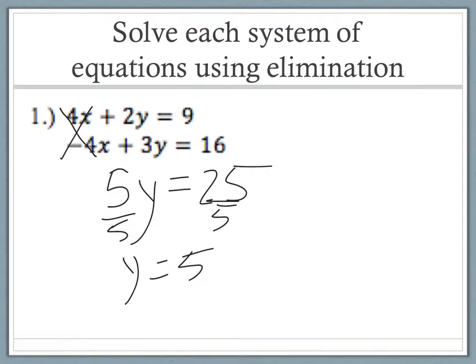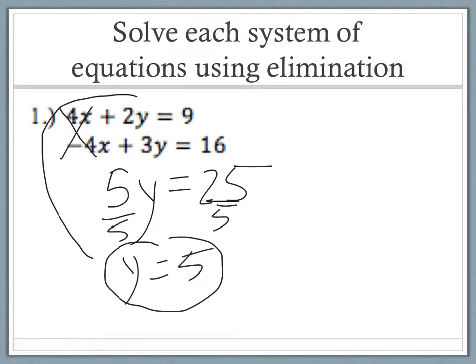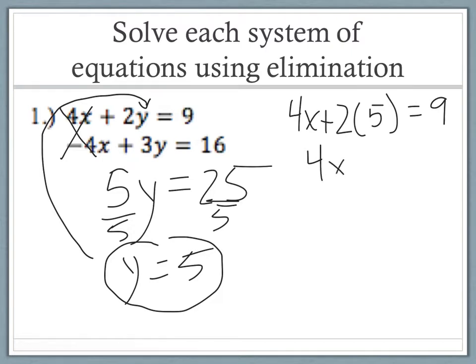Now once I get that answer, this is kind of like substitution. I'm going to take this answer and plug it in to one of the originals to find what the other variable equals. So I'm going to just plug it into the top one. So I have 4x plus 2, and then instead of a y, I'm going to put in that 5, which equals 9. So now I have 4x plus 10 equals 9. Subtract 10 from both sides, so 4x equals negative 1 when I subtract 10 from both sides.